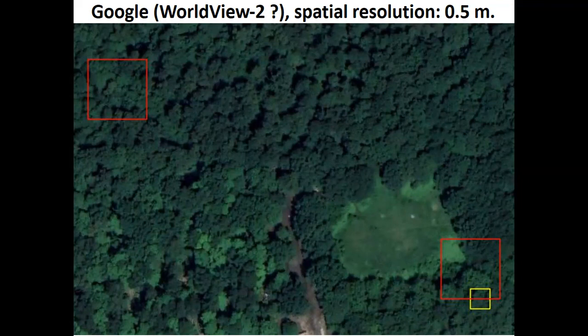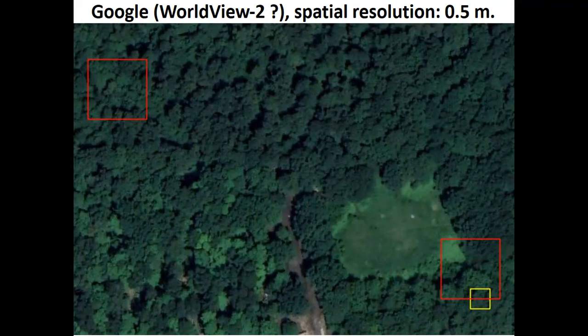And I placed over this image the red and yellow rectangles. The yellow square is the pixel size of the Sentinel-2 satellite, 10 by 10 meters, and the red squares are the boundaries of a single Landsat 8 pixel. So we can see that, for example, a Landsat pixel could cover not a single tree, but a group of trees.